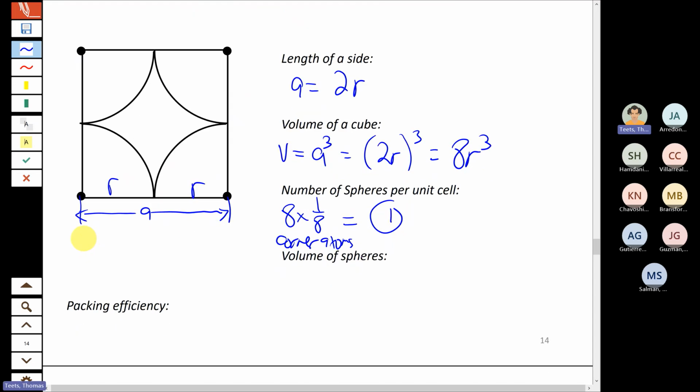The volume of the atoms themselves, or the spheres, if you're thinking about it more generally, the volume of a sphere is 4/3 pi r cubed. So you have one atom in the unit cell. The volume of that atom is 4/3 pi r cubed, where r again is the radius of the atom.